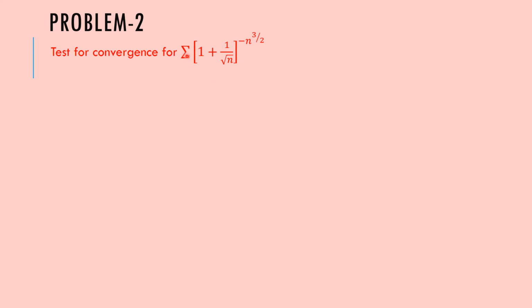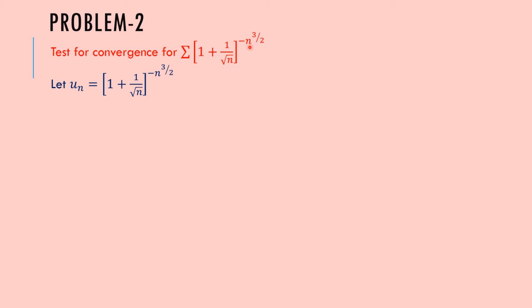Let me explain the next example. Test for convergence for sigma (1 plus 1 by root n) whole power minus n power 3 by 2. Here also we can easily choose the Cauchy's root test, because here the expression 1 plus 1 by root n has a whole power in terms of n. So whenever we have one function to the power of another function in terms of n, then we prefer the Cauchy's root test. So let me choose the Cauchy's root test and define un, the nth term of the given series, as this one.